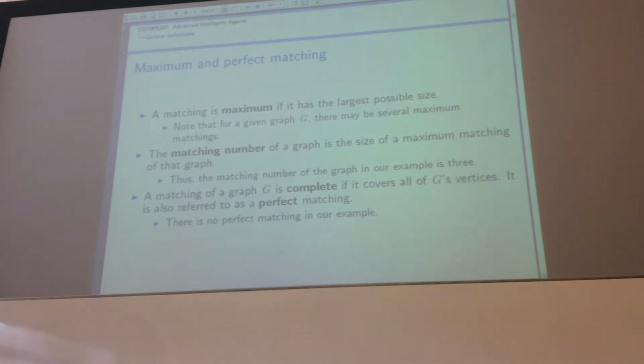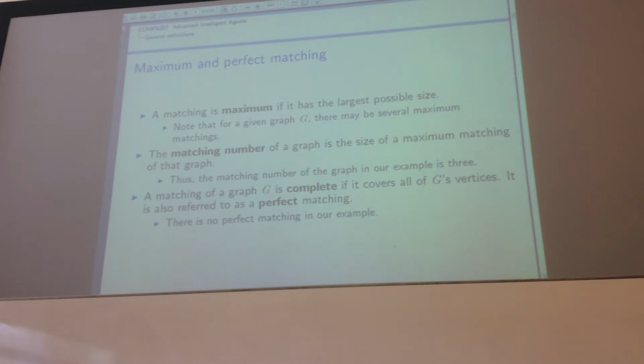So this was the best we could do in terms of how many edges we could obtain in a matching. Such a matching is called a maximum matching. So this is the largest possible size matching. Note that for a given graph, we can come up with several ways to find a maximum matching. Now, the matching number of the graph is actually the size of its maximum matching. Okay. So that's just a parameter characterizing the graph.